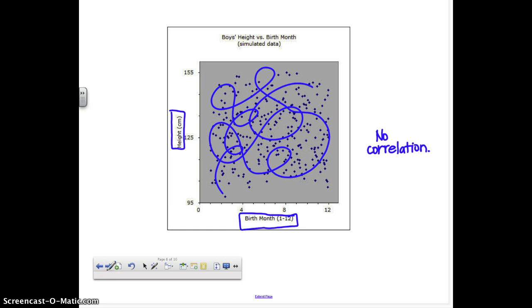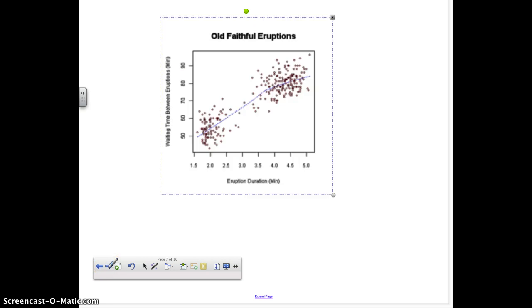Okay, try this one. Take a guess. There we go, try this one, take a guess. Now the line's kind of drawn in for you. Looking at the relationship between how long it takes for Old Faithful to erupt between the two times, and then how long it erupts for. It's definitely positive, that's for sure.